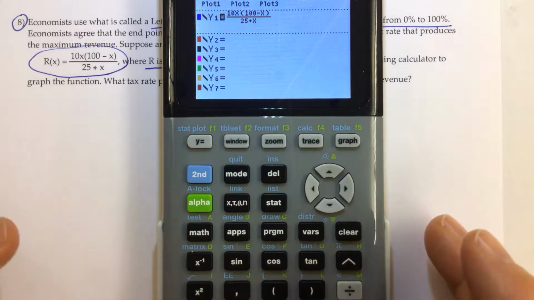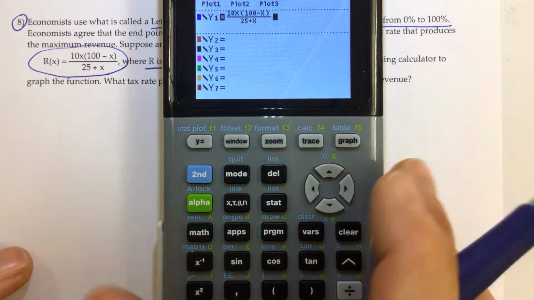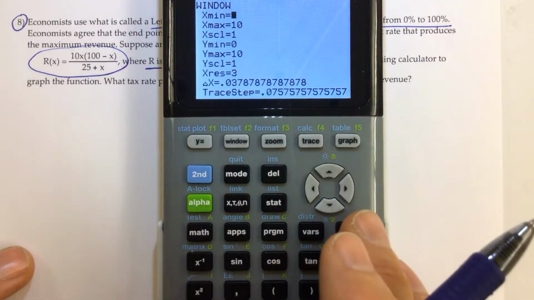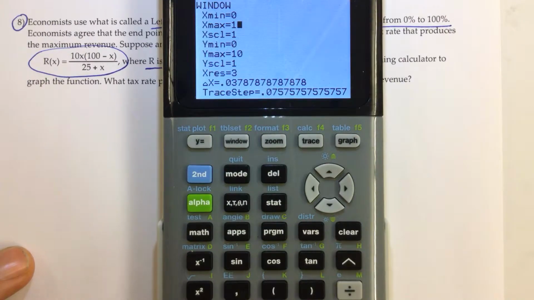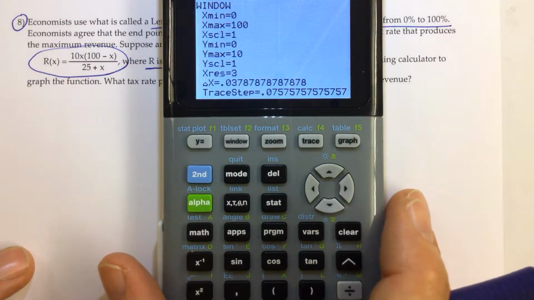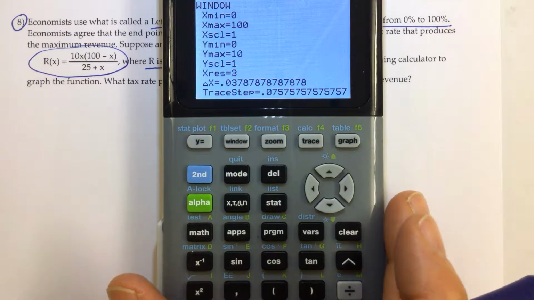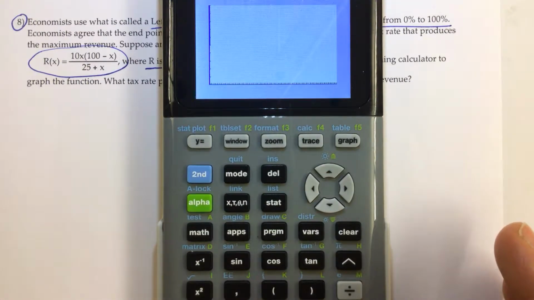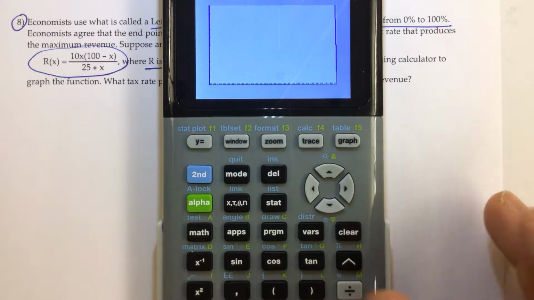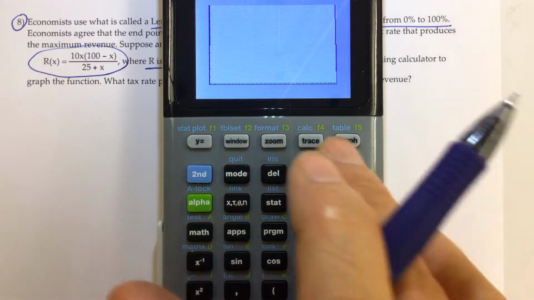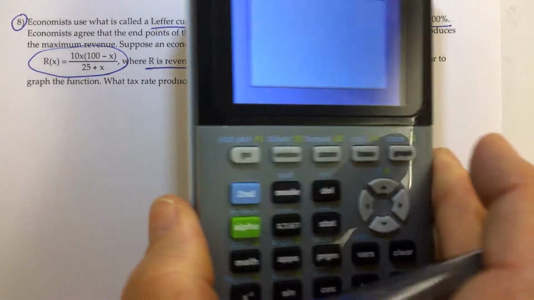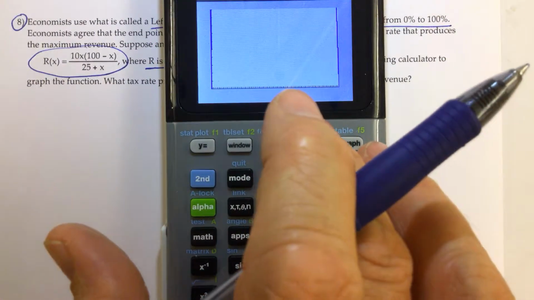So that's our function, but now let's adjust our window. Remember, X represents the percent. So we're going to go from 0 to 100%. And then what's kind of nice with your graphing calculator, if you just hit graph, you might not see anything, which like I said, I can't see anything here. But just to get an idea of what the Y values are going to be, we're not really sure what the revenue is going to be in millions, so hit the trace button.